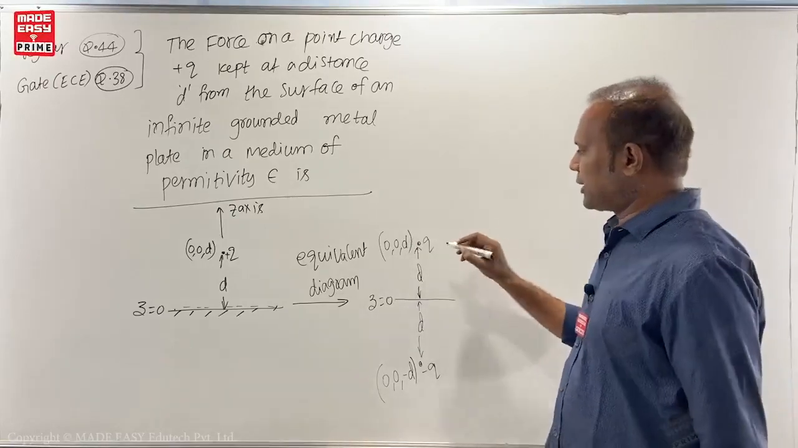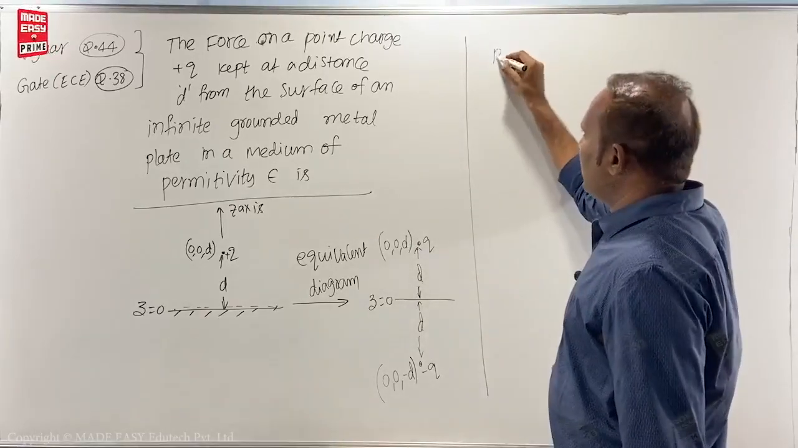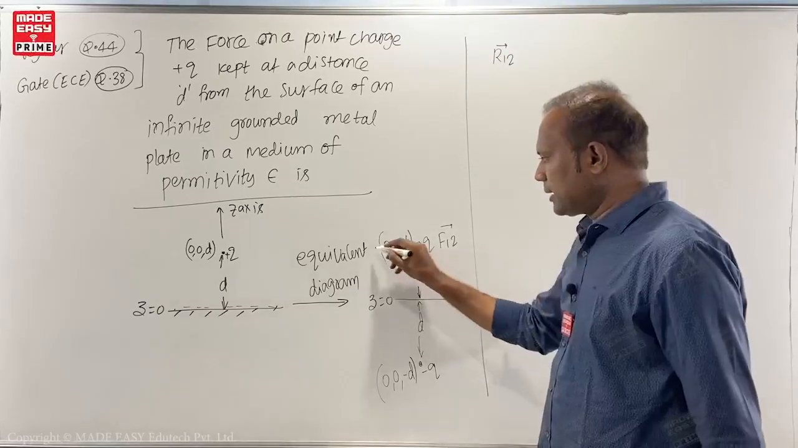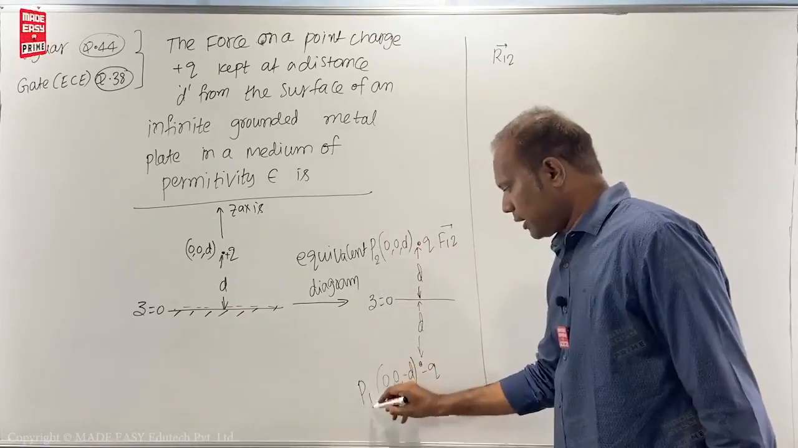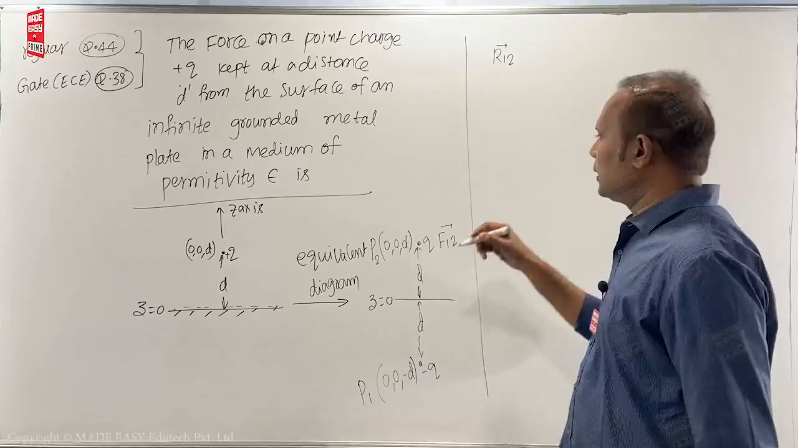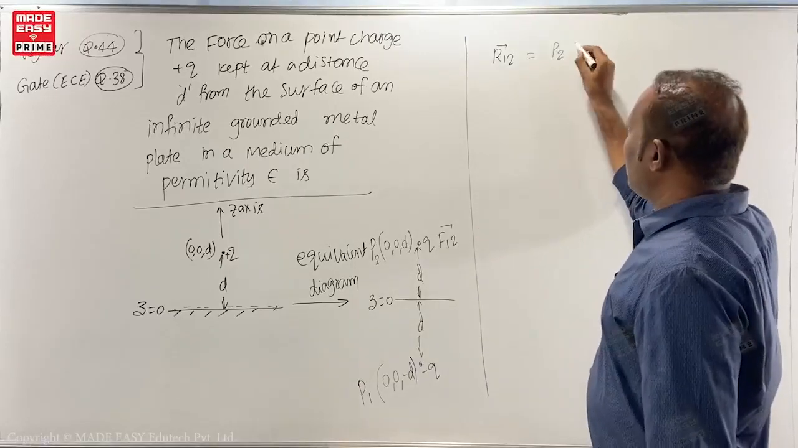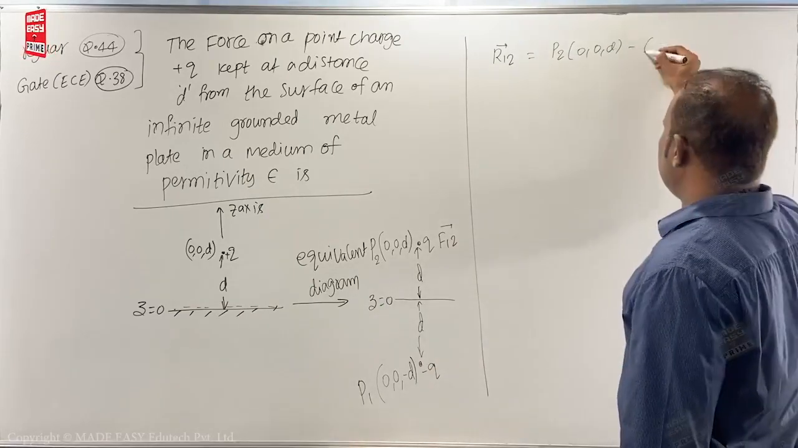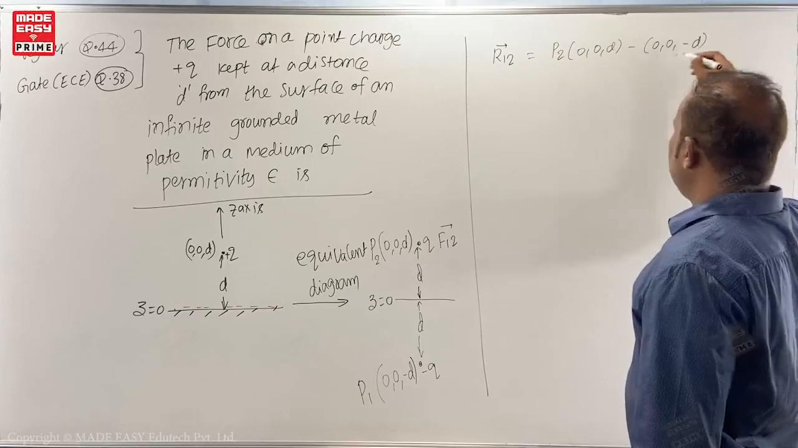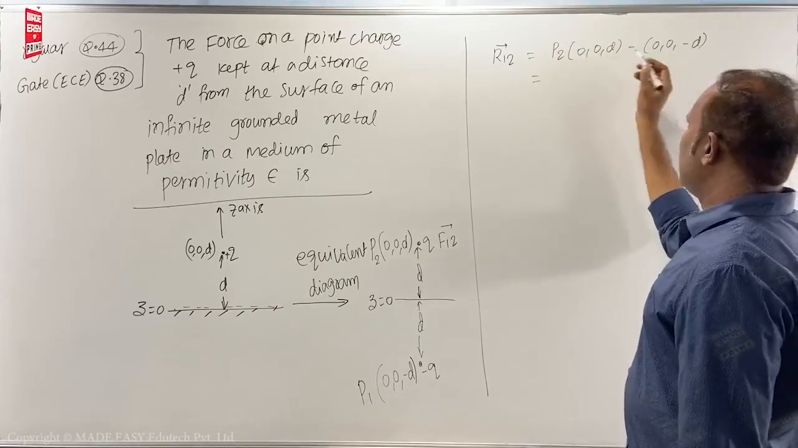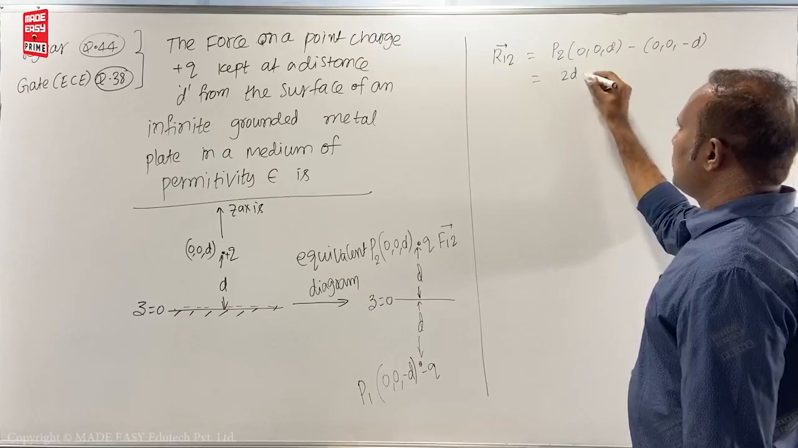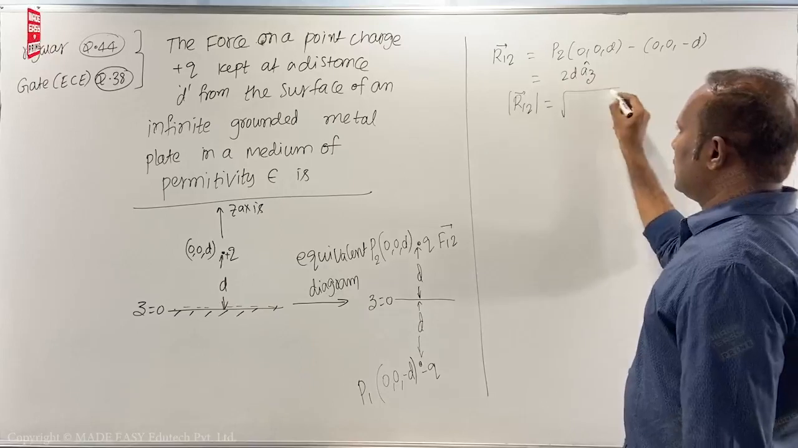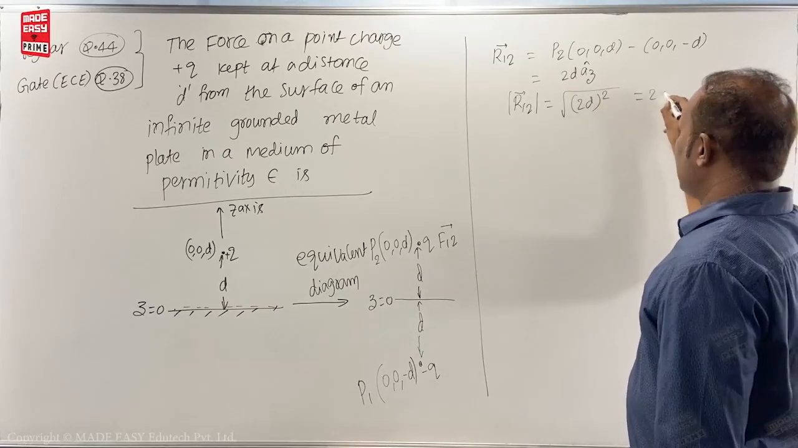Now actually that fellow wants force on this. That means this is force location. So you have to find force on this, that is F12 bar. So let us say this is point 2. Now this is point 1. You want force on this, so that is point 2. So R12 bar is equal to, force is required here, so that location minus other charge location: 0, 0, d minus 0, 0, minus d. So this is 0 minus 0 ax, 0 minus 0 ay, d minus of minus d is 2d az. So what is modulus of R12? Root of 2d whole square, that is equal to 2d.